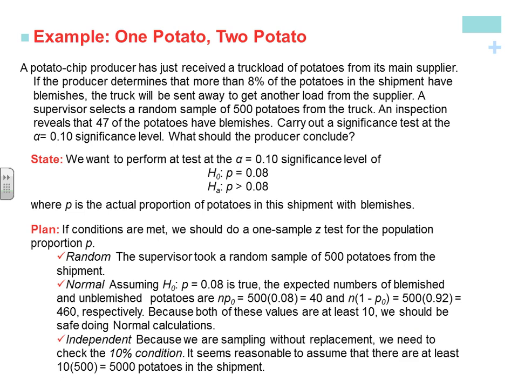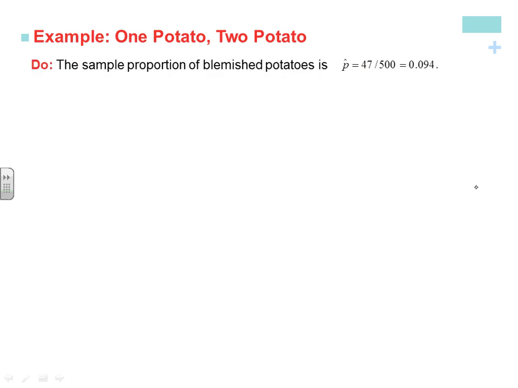And now independent. Because we are sampling without replacement, we need to check the 10% condition. So if you are sampling and you're replacing, then those are independent. But this is not independent. After you take out one, then things are changing. So as long as you check that 10% condition, you'll be okay. So let's see, 10 times our sample of 500 is 5,000, and there are at least 5,000 potatoes in the shipment is what we need to be assuming. So that seems like a reasonable assumption.